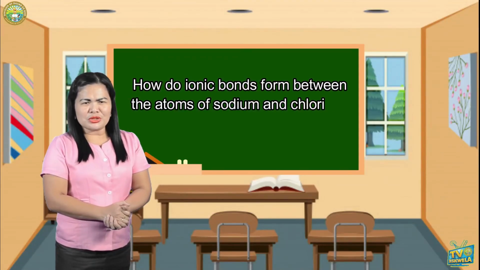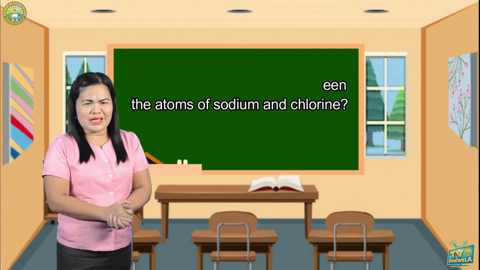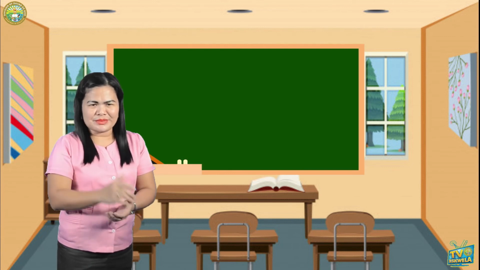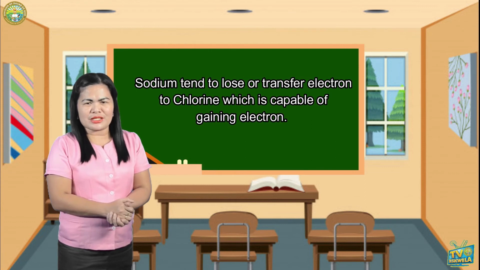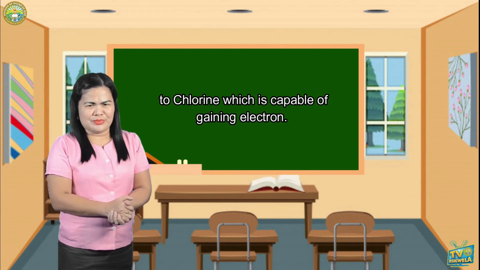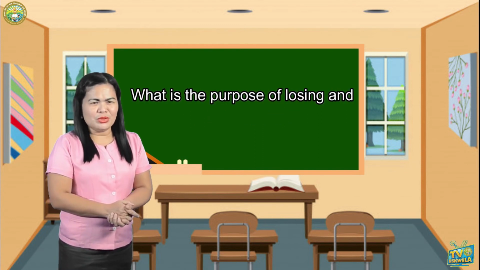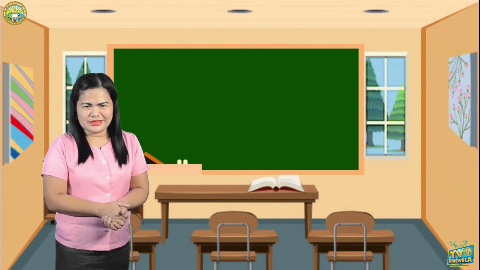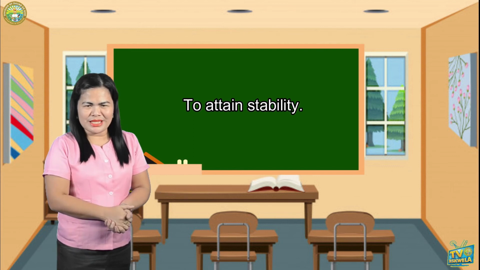So, how do ionic bonds form between the atoms of sodium and chlorine? Correct! Sodium tends to lose or transfer an electron to chlorine, which is capable of gaining an electron. So, what is the purpose of losing and gaining electrons? Terrific! To attain stability.